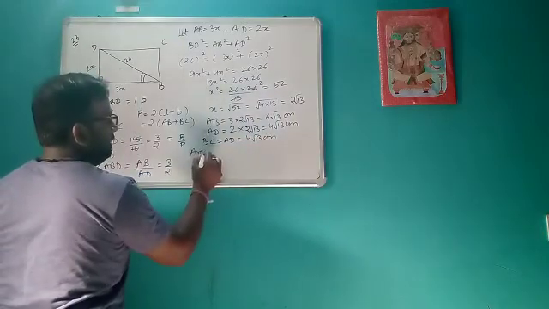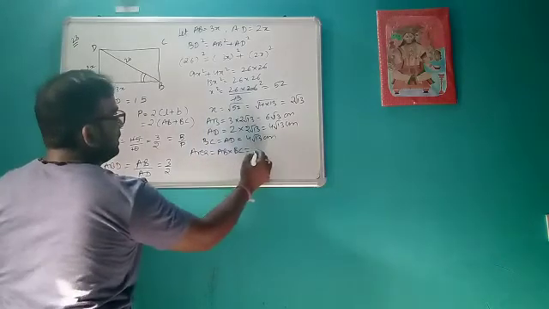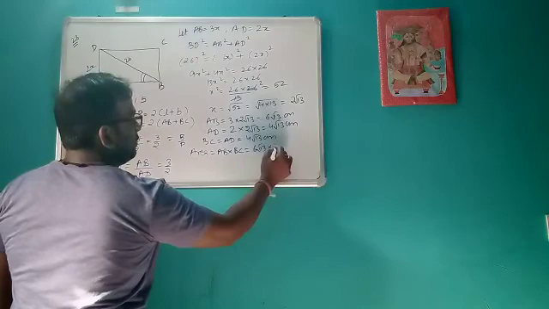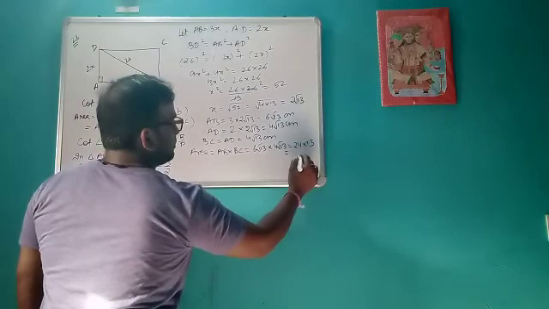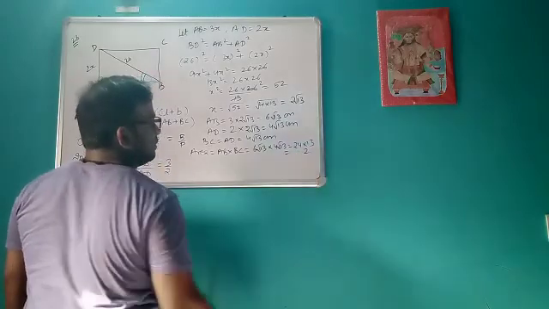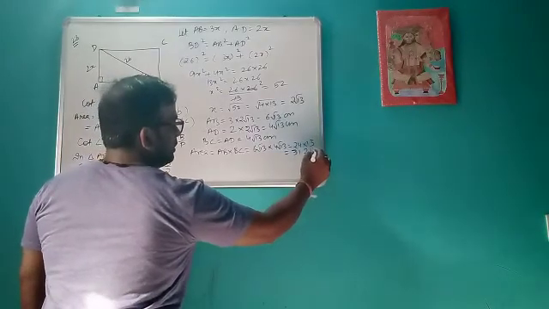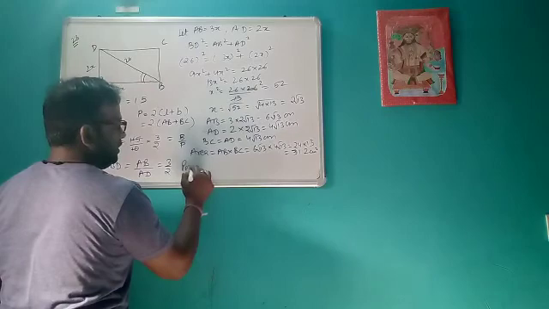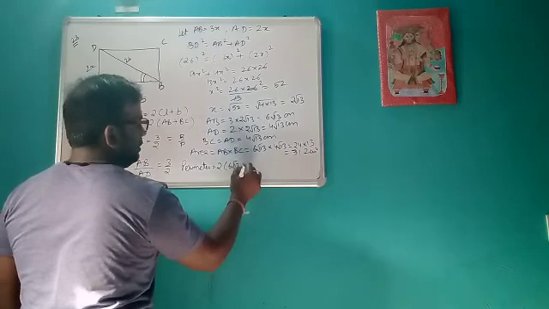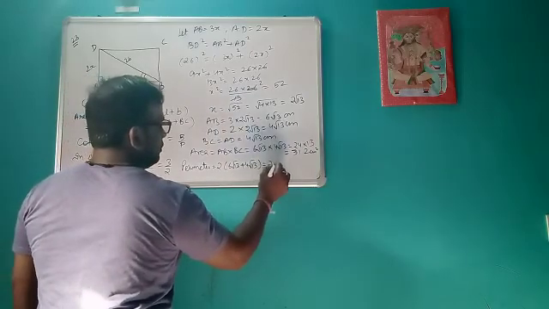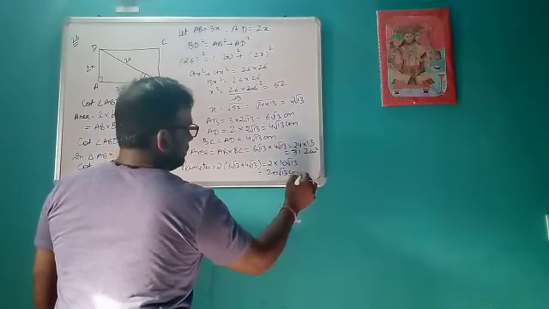Now you can easily find the area. Area is AB into BC, 6 root 13 into 4 root 13, that is 24 into 13 centimeter square. And what is the perimeter? 2 into 6 root 13 plus 4 root 13, that is 20 root 13 centimeter.